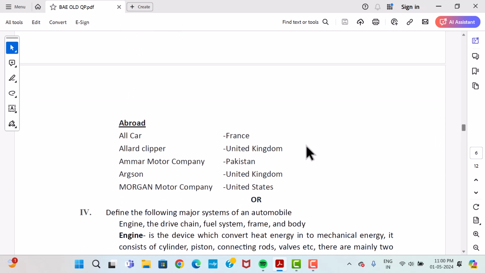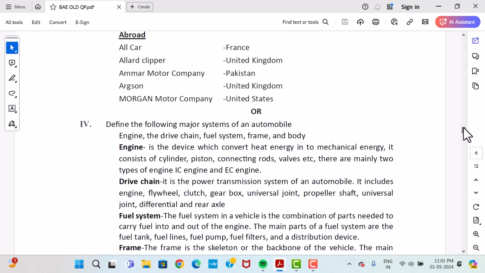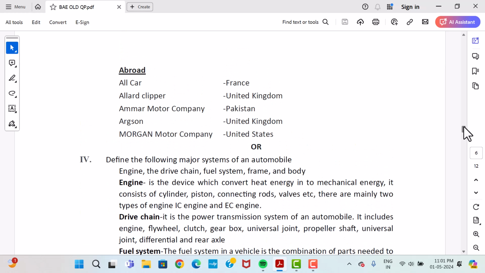In the case of abroad, Volcar from France, Allard Clipper from United Kingdom, Amar Motor Company, Pakistan, Action, United Kingdom, Morgan Motor Company from United States. So you must learn these company names by heart. Such questions will be asked in the examination. That simply means because of general awareness of your course.